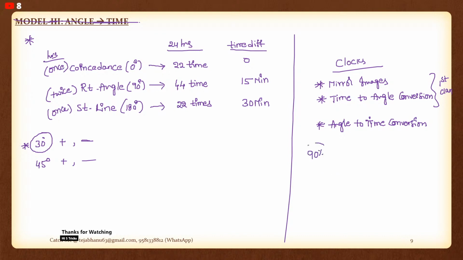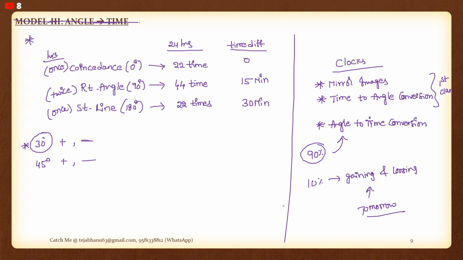90% of the questions in recruitment depend upon these three models. And for the remaining 10%, there is a concept called gaining and losing. That concept we'll discuss tomorrow. For clocks, we require 3 hours. First 2 hours, we discussed all these things. And tomorrow, I'll discuss the gaining and losing concept, which is very important for Capgemini, Infosys, and others.